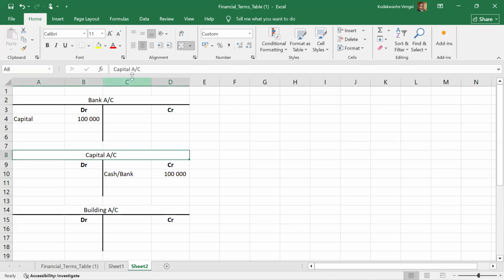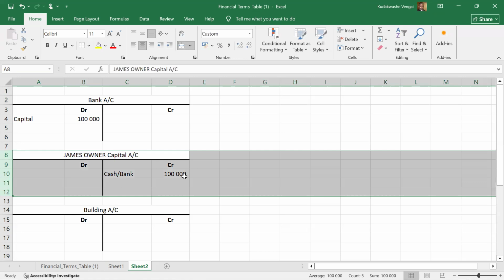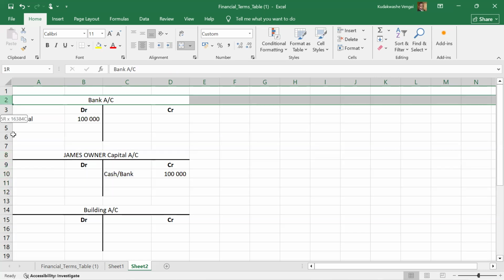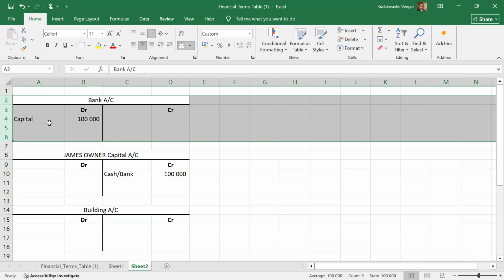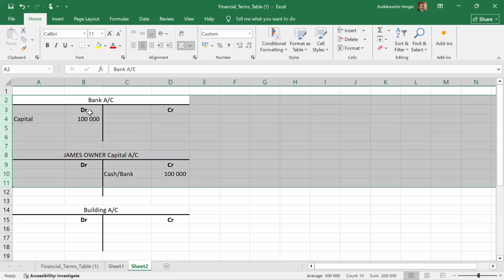So this capital account could actually be a personal account, and this could be James's owner capital account, because James is the owner of the business. This is a personal account where I am recording that James deposited 100,000 in the business. And then in the bank account, I indicate that we received capital of 100,000 to start the business. So you can see I have recorded 2 entries. But I want you to notice something. One of the entries is under DR. The other entry is under CR.